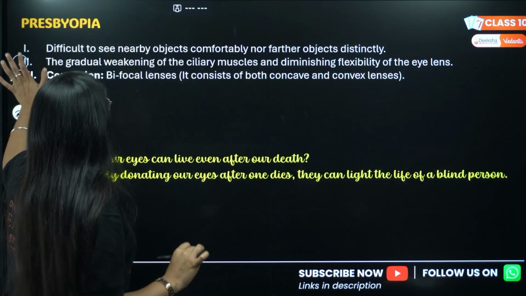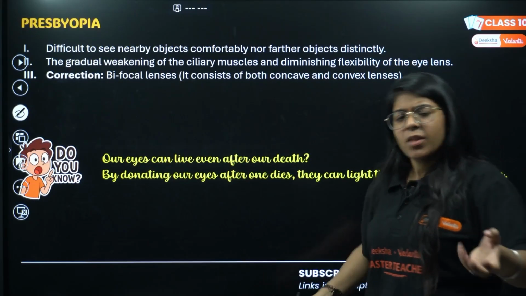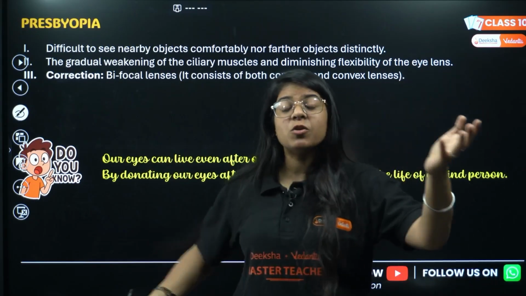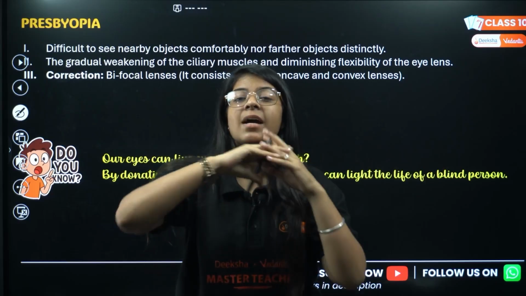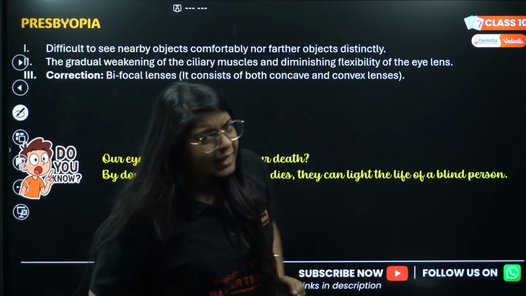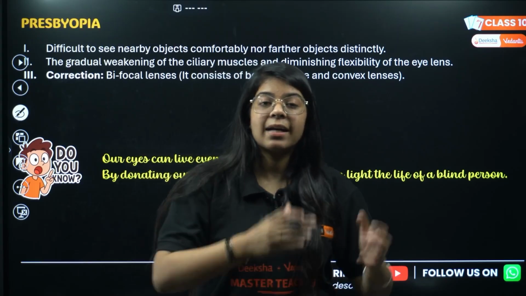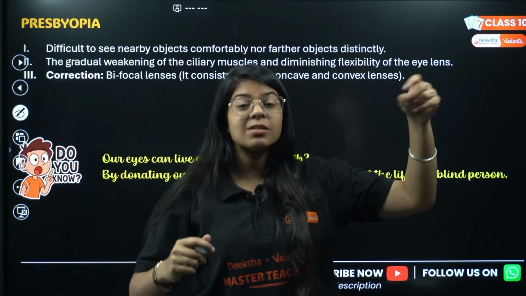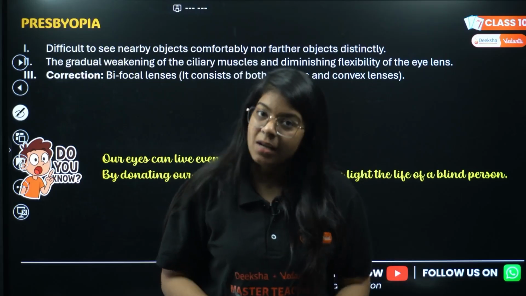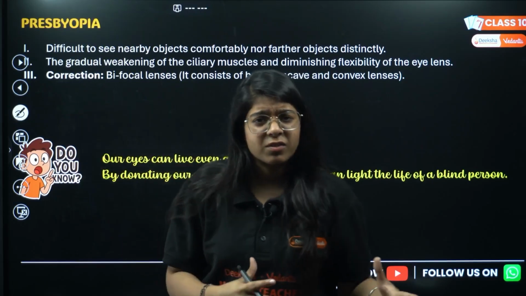Understood? Okay, moving on, the one defect we have left is presbyopia. If someone cannot see nearby objects or faraway objects clearly, they have a defect known as presbyopia. Why does it happen? Generally it is seen in old age, because of the weakening of the ciliary muscles. Ciliary muscles are the ones that hold my eye lens in place, so it happens because of gradual weakening of the ciliary muscles.